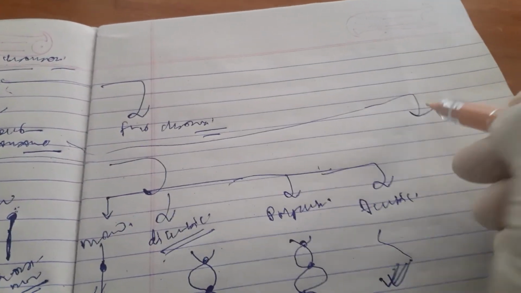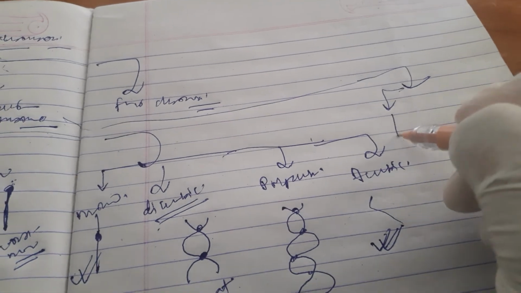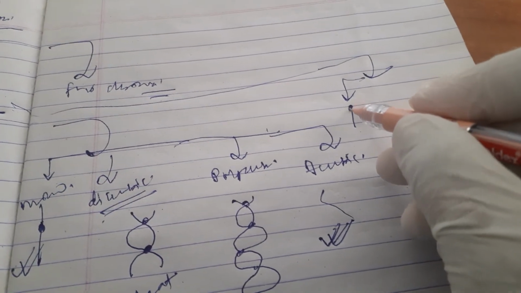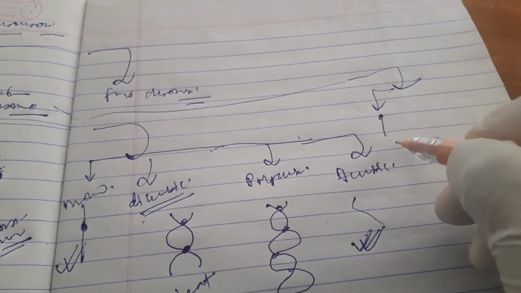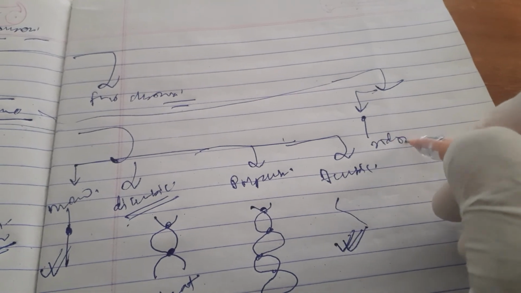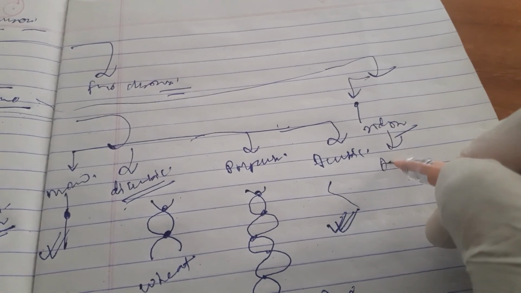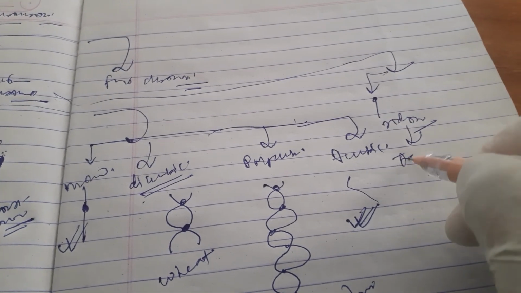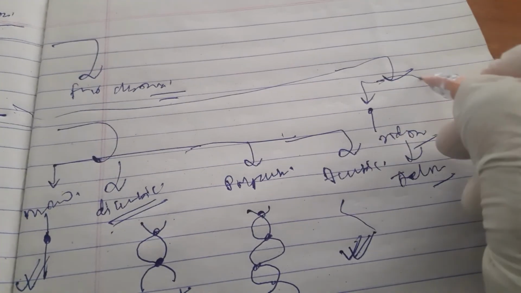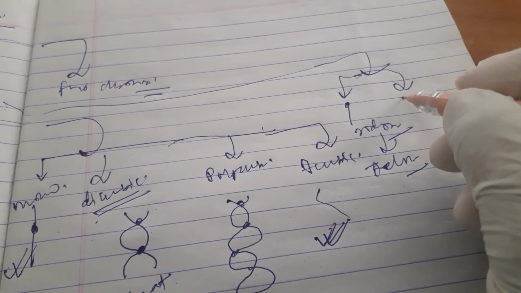Based on shape of the chromosome, first is I shaped, the telocentric, in which the centromere lies at one end. This looks like a rod, so rod shaped. Example is telocentric. Now the second one is J shaped.